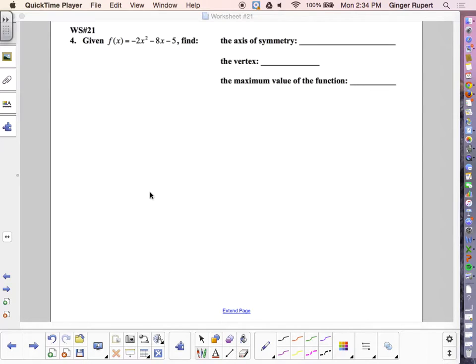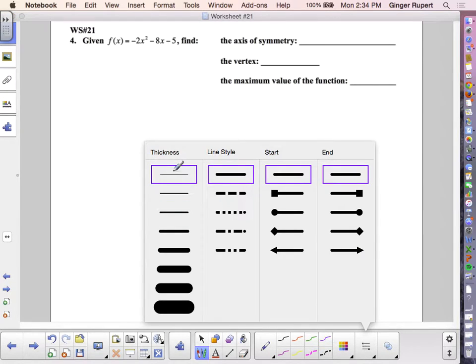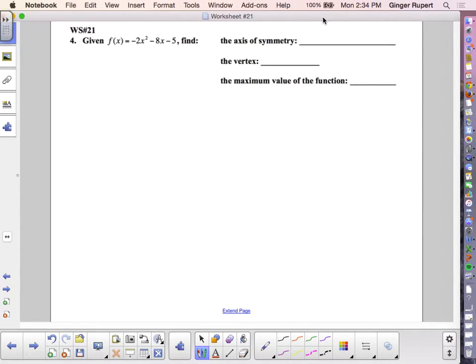A look at the second page of worksheet 21. We're going to call this video B. Again, there will probably be another video because, as I said before, this is a very long worksheet. Okay, let's look at number 4.